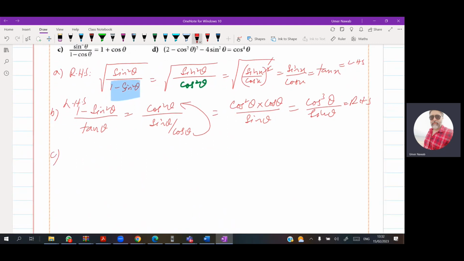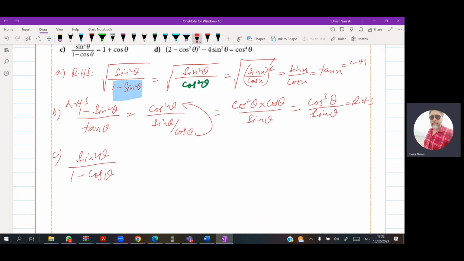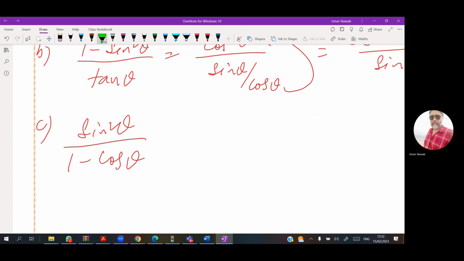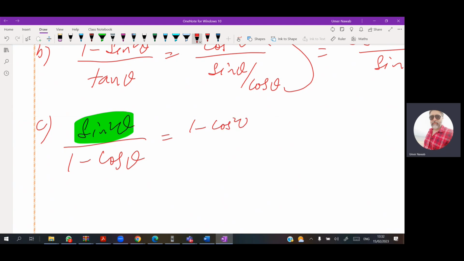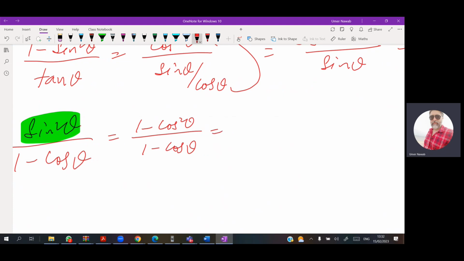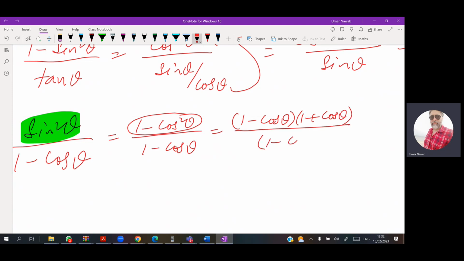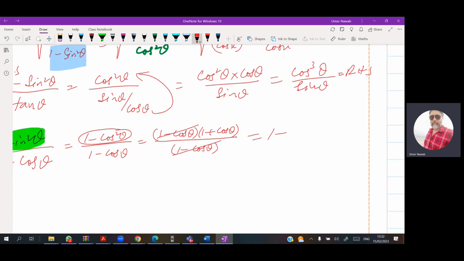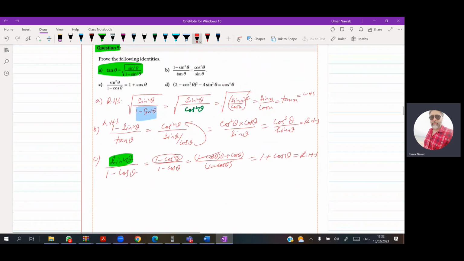Now come to the C part. Sine squared theta over 1 minus cosine theta is my left-hand side. My friends, sine squared theta can be written as 1 minus cosine squared theta over 1 minus cosine theta. We cannot cancel the two factors up and down. Can we factorize it further? 1 minus cosine theta and 1 plus cosine theta. The difference of two squares formula, I used it in the numerator. Cancel 1 minus cosine theta with 1 minus cosine theta, and you're left with 1 plus cosine theta. Is it the right-hand side, guys? Yes, it is the right-hand side.